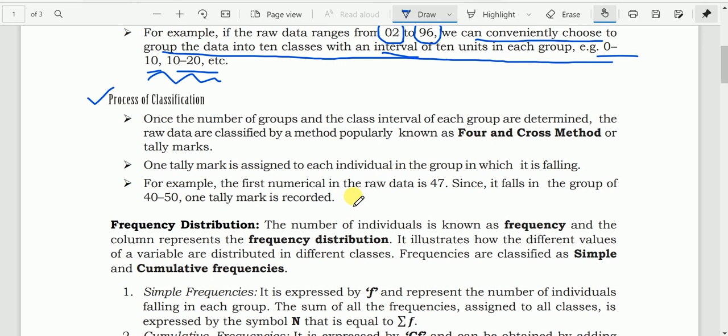Then we have to count the raw data falling in each group, and in that case we have to use tally marks. That is the four and cross method, that is 1, 2, 3, 4, 5. Or sometimes it is also done like this. Then if you want 6, we have to add one more line. So in this way we have to use the four and the cross method.